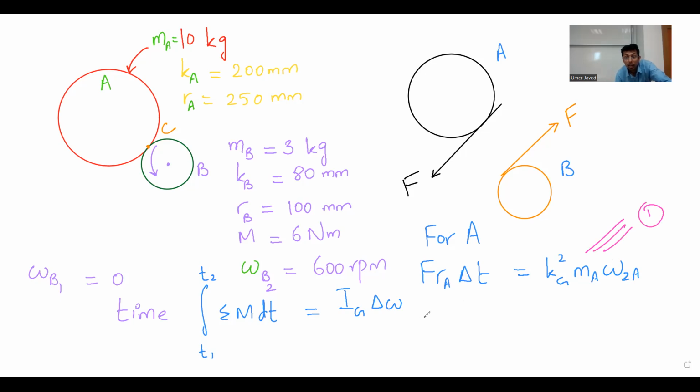And then similarly, for B, hang on, did I include the F? Yes, I included the F, right? For B, I will have again equal to I, that is M R square, I mean kg square, omega 2B.